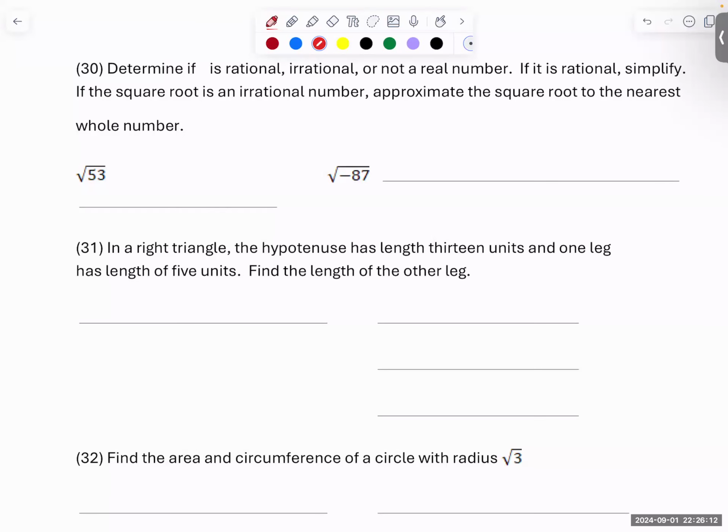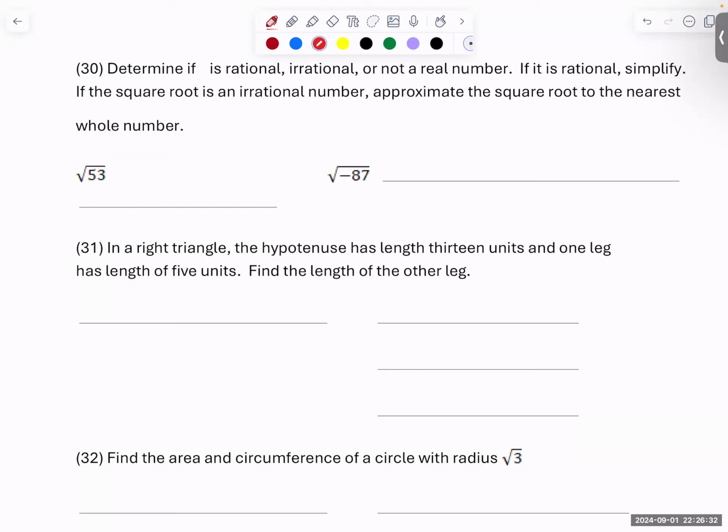30. Determine if the number below is rational, an irrational number, or is not a real number. If it is a rational number, simplify. If the square root is an irrational number, approximate the square root to the nearest whole number. The square root of 53.